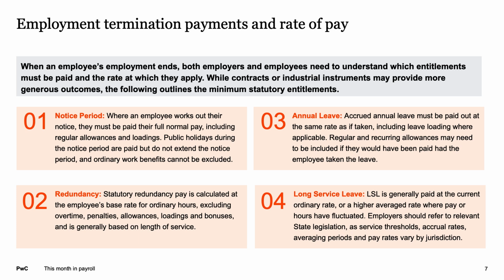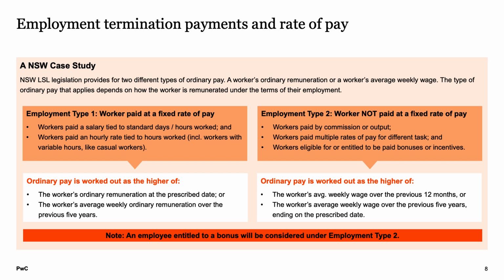Long service leave is generally paid at the current ordinary rate or the higher average if pay or hours fluctuate. You should consult relevant state legislation as service thresholds, accrual rates, and averaging periods vary by jurisdiction. As an example, New South Wales legislation provides for two different types of ordinary pay: a worker's ordinary remuneration or a worker's average weekly wage. The type of ordinary pay that applies depends on how the worker is remunerated under the terms of their employment.